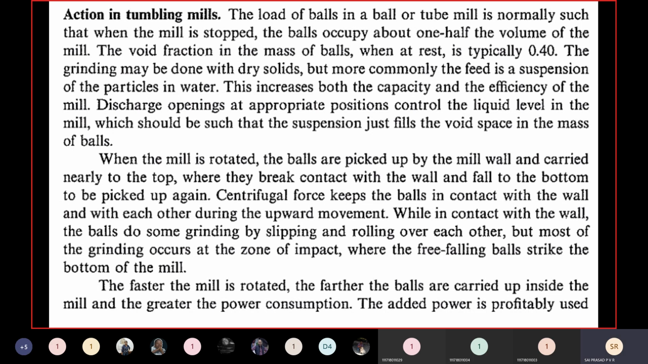Then when the mill is rotated, the balls are picked up by the mill wall and carried nearly to the top. As I said in the previous classes, once you start the mill, how do you fix the value of the critical speed of the ball? Remember, in this same class I am going to show where we can find the critical speed of the ball. But what is the meaning of critical speed of a ball?